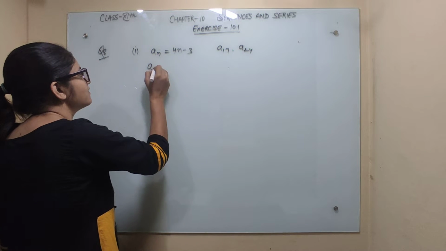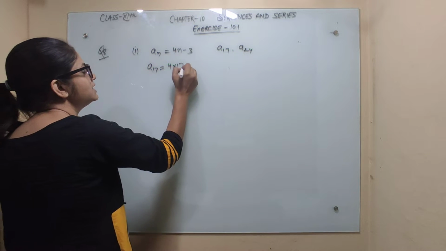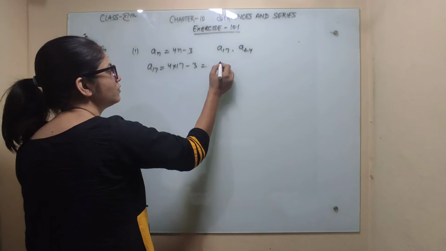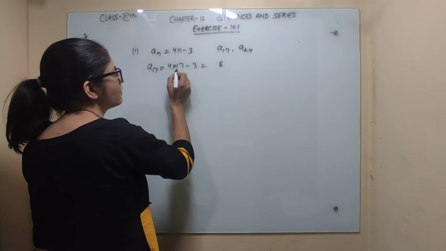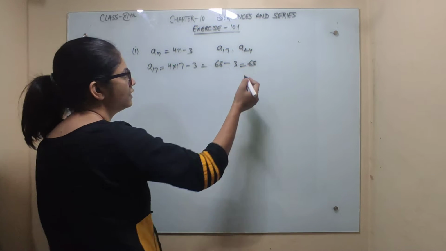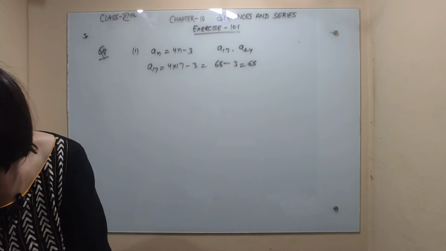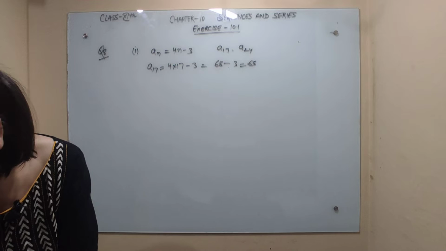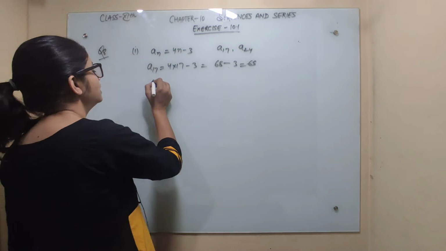So you can see a17 is 4 into 17 minus 3. 4 sevens are 28, 4 ones are 4 plus 2, that is 68, minus 3 gives 65. A17 is 65.